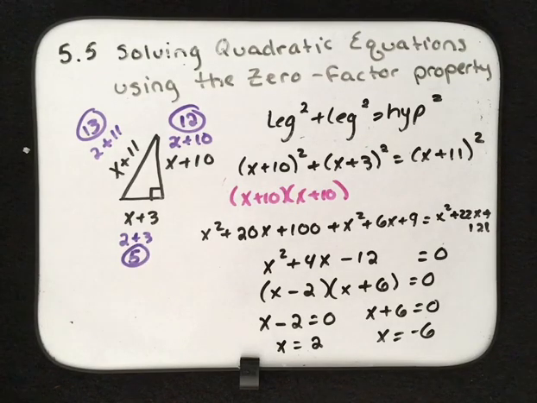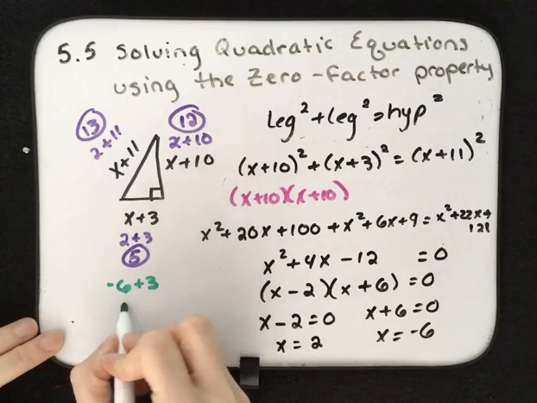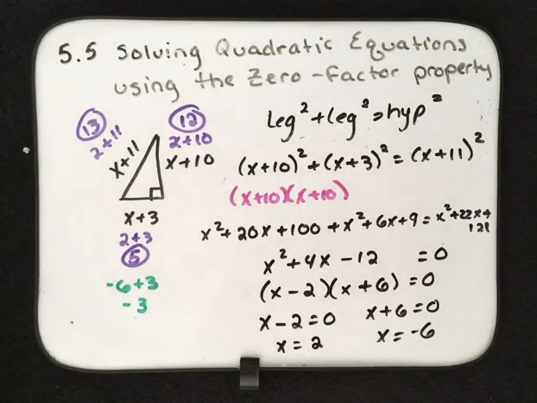But we have two solutions. When we solved this, we also got x equals negative 6. So let's put negative 6 in. If I have negative 6 plus 3, that gives me negative 3. Can I have a length of negative 3? I can have a length of 3 units in the negative direction, but I cannot have a length of negative 3. I can't have a value for a length that is negative.